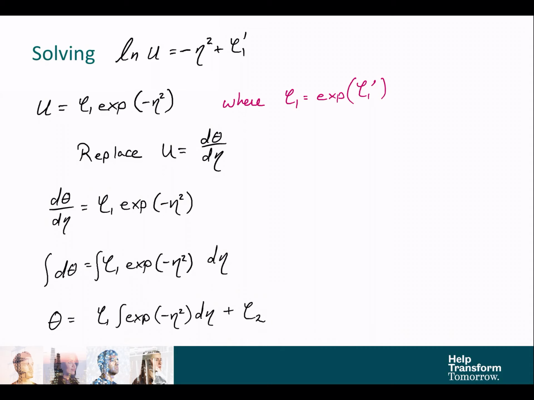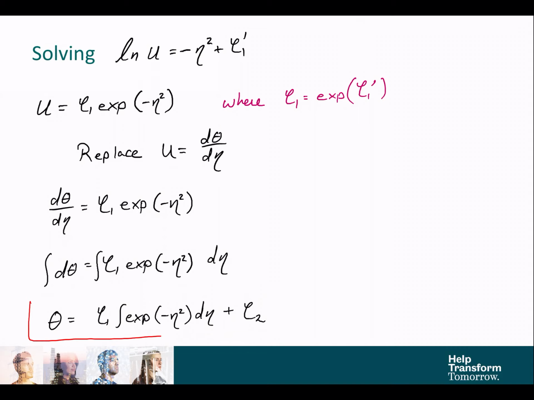And it's really tempting to look at this and think that you can integrate that exponential of negative eta squared, but there's no analytical solution for that integral. So you can't actually integrate it. And it's just one of those little surprises.